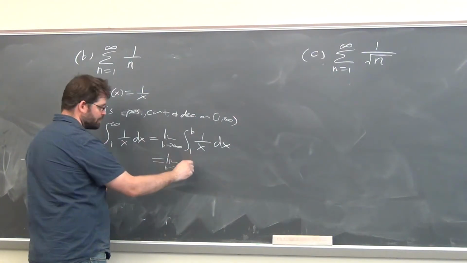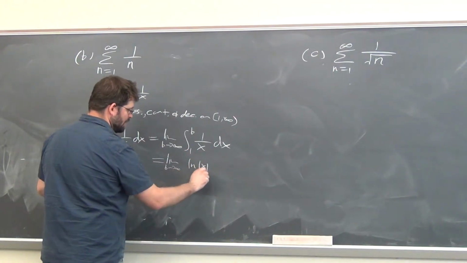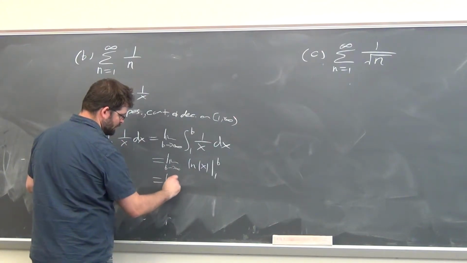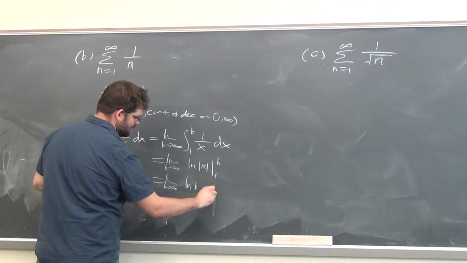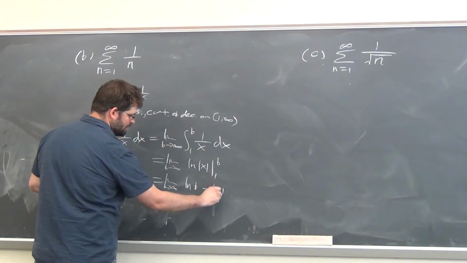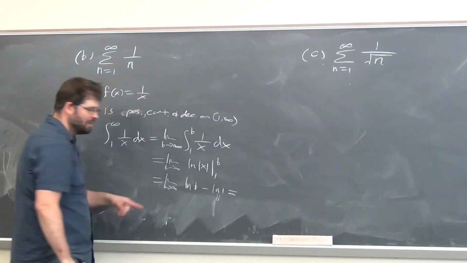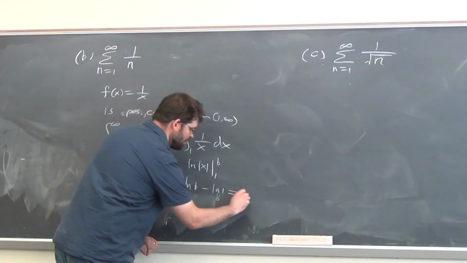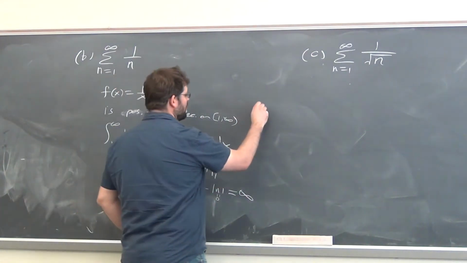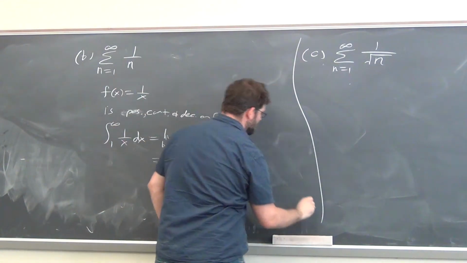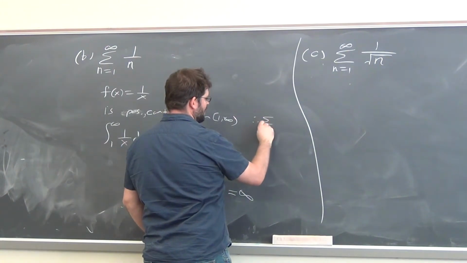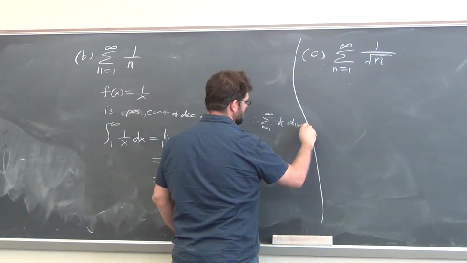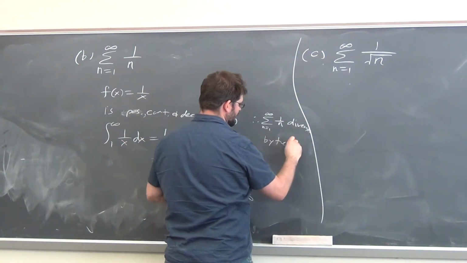So what's that integral? 1 over x? Log of x, absolute value, from 1 to b. Plug in b, log of b minus log of 1, which is 0. So I just have the limit as b goes to infinity of log of b, which goes to infinity. That makes sense? And so therefore, the sum diverges, and you'd say that on the test.